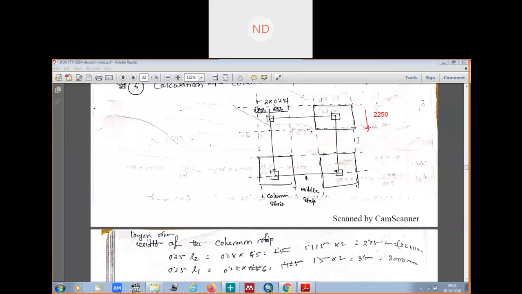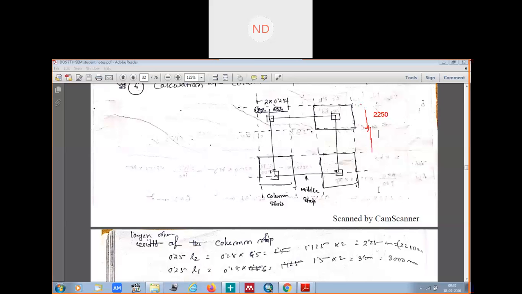And now when we have to calculate the width of the middle strip, that means this is your middle strip, this is also a middle strip, all those. Now this distance will be how much? This one, this distance, if I take this line, this distance, the middle strip width will be how much? We have to calculate this.